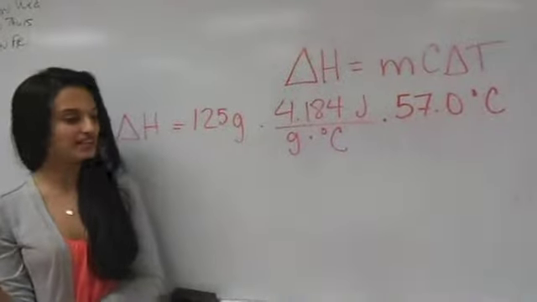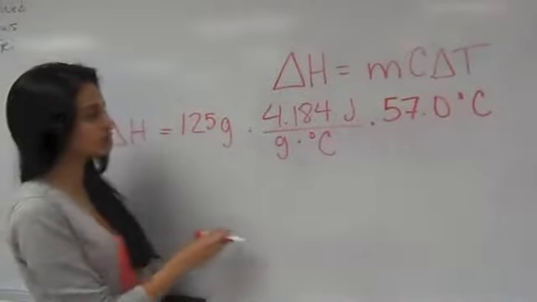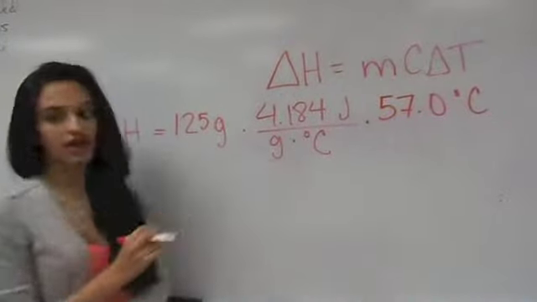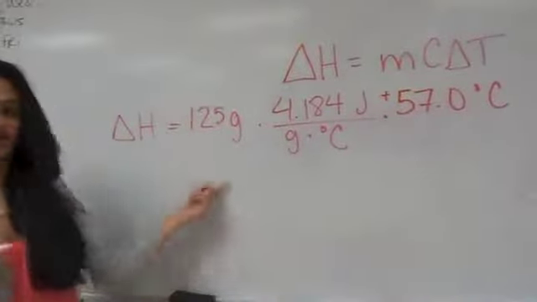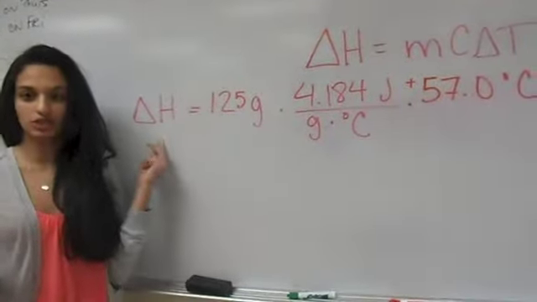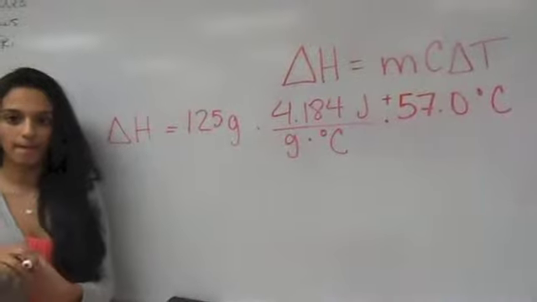Let's try our problem. Our mass is 125 degrees, our specific heat is 4.184, and our change in temperature is a positive 57 degrees Celsius. So when we multiply this out, we get our change in heat, which shows us that this is an endothermic reaction.